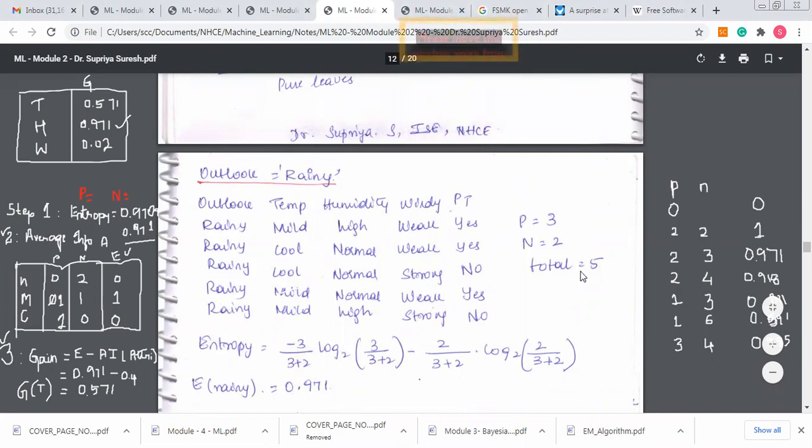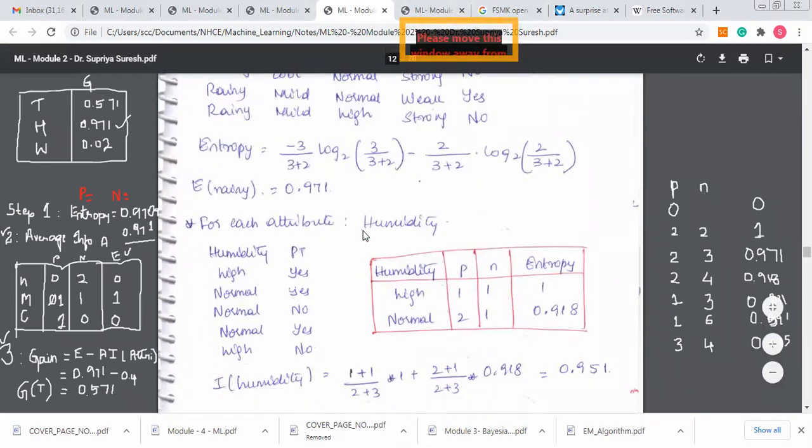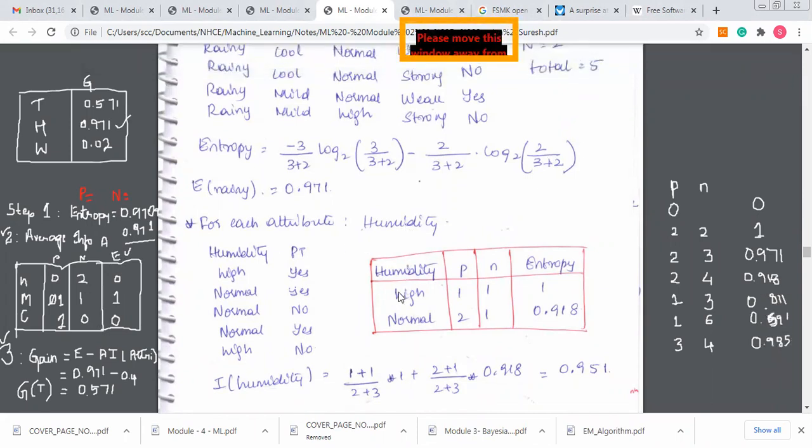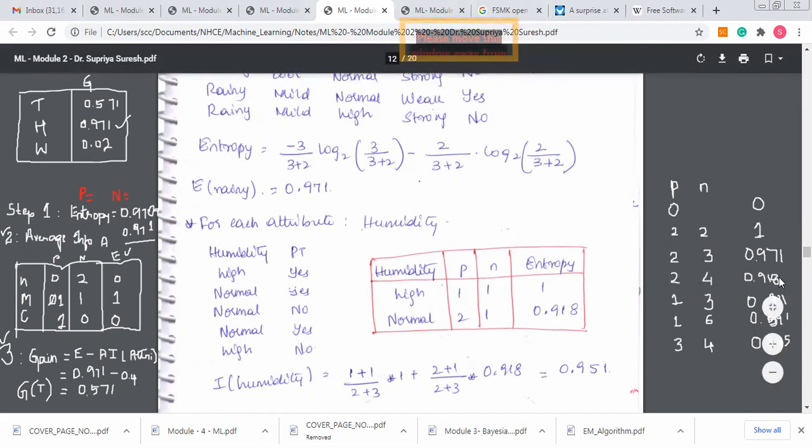After that, I have to calculate the average information. To calculate the average information, I construct this table for each and every feature. Now I have humidity and I have windy. From humidity, I'm going to take high and normal, and I got these positives and negatives. I calculated the entropy. You can see when I get identical values, my entropy is 1. When I have a ratio of 1:2, I get 0.918.